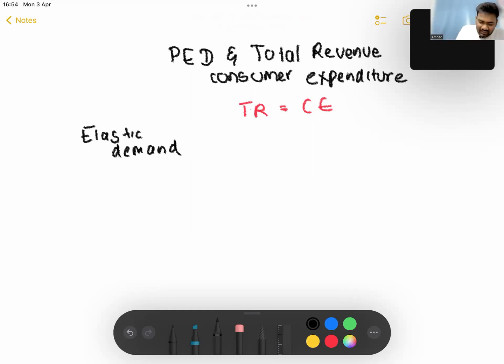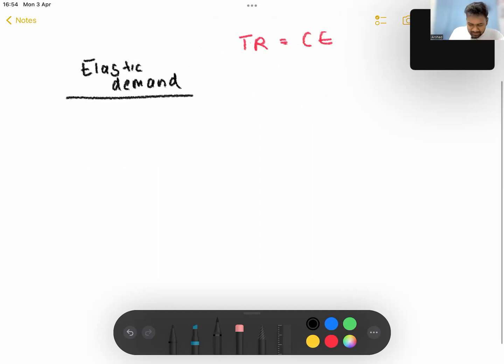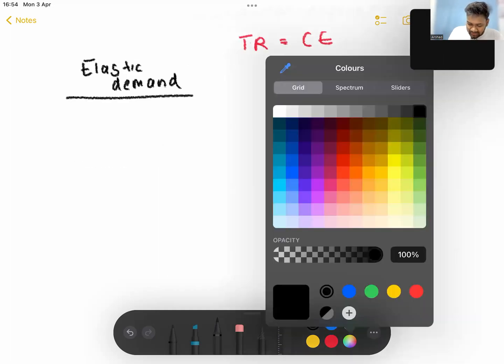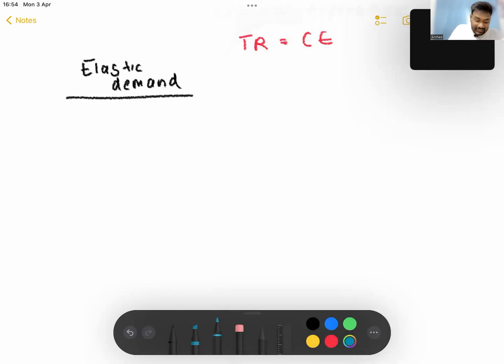Okay. So we'll now talk about elastic demand. Look at this. We'll put some numbers into our example. Let's take the price multiplied by the quantity demanded, which is equal to our total revenue or consumer expenditure.